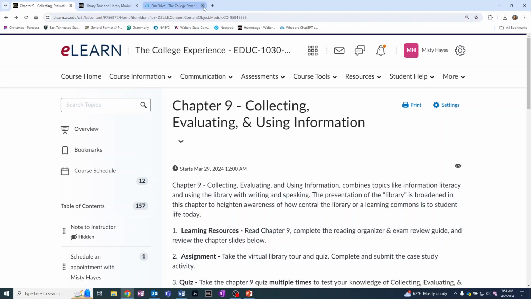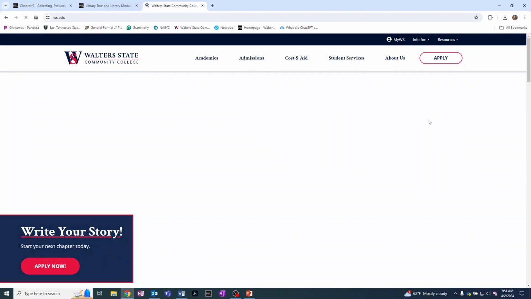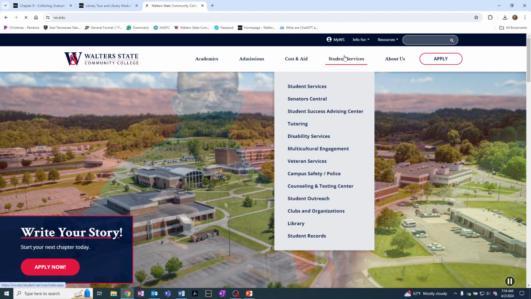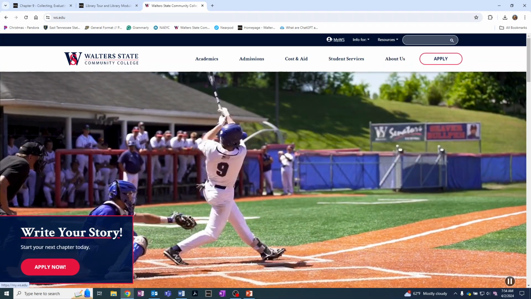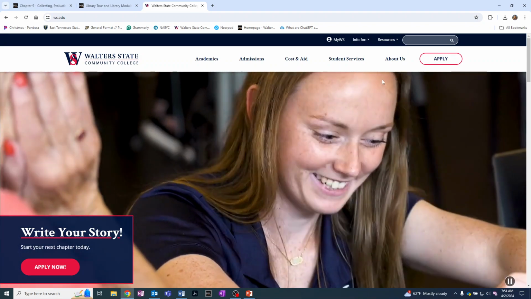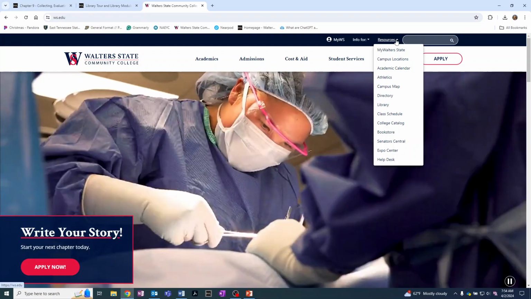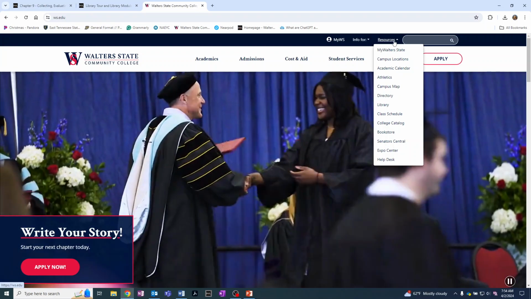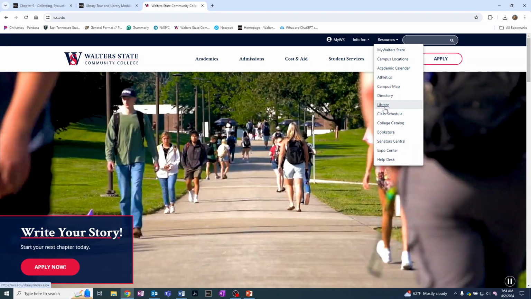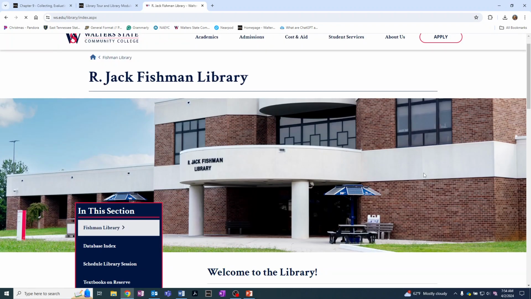So let me go ahead and show you now what it looks like if you want to go into the library database. Once you finish the library module, I encourage you to go and look and see what it looks like. How you get there is if you get on the main homepage of Water State, underneath the tab at the top where it says resources, if you hover over it, you're going to get a drop down menu. If you select library, it's going to take you to the library homepage. So this is what it looks like.